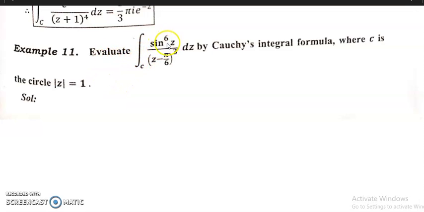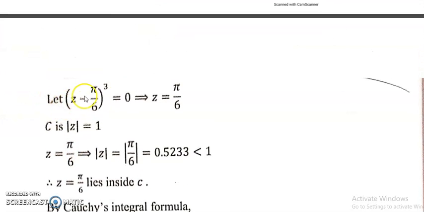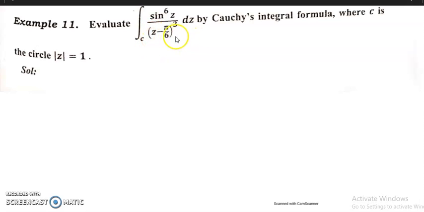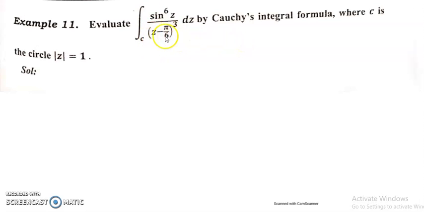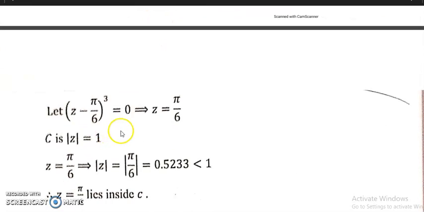Evaluate the integral of sine power 6 z by (z minus pi by 6) whole power 3 dz by Cauchy's integral formula, where C is the circle modulus z is equal to 1. So here, solution: first let us find the z value and verify whether that value lies inside the given circle or not. So the first thing you have to do is equate the denominator to 0. So (z minus pi by 6) whole cube is 0. Z is equal to pi by 6.